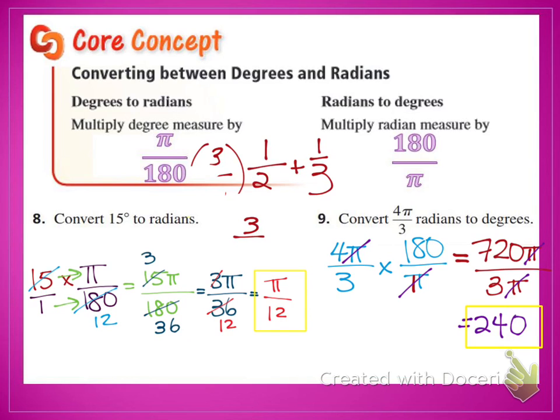Cross-canceling would look like the pi is canceling out. 3 goes into 180 60 times. 4 times 60 is still 240. So either way you do it, you would be fine.